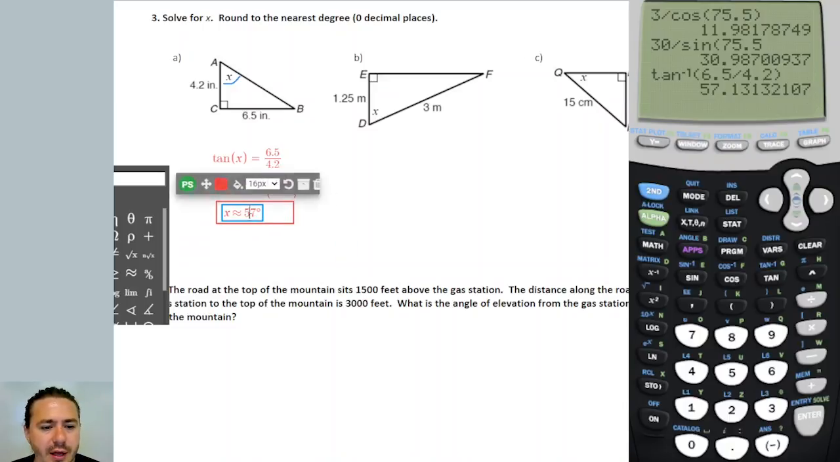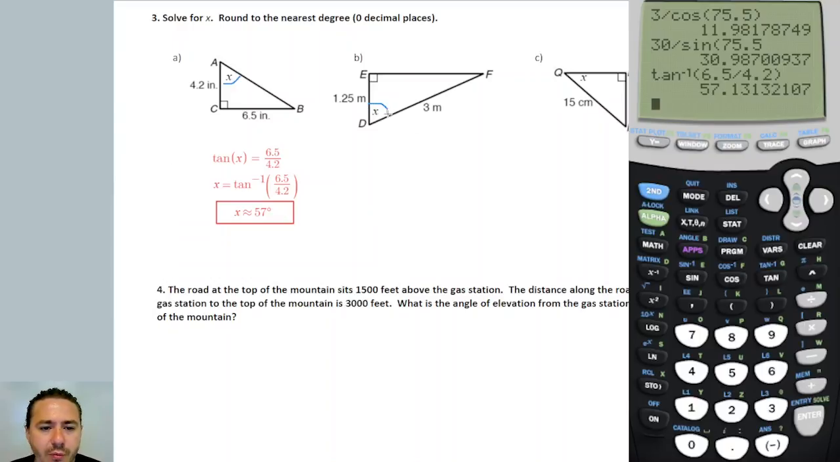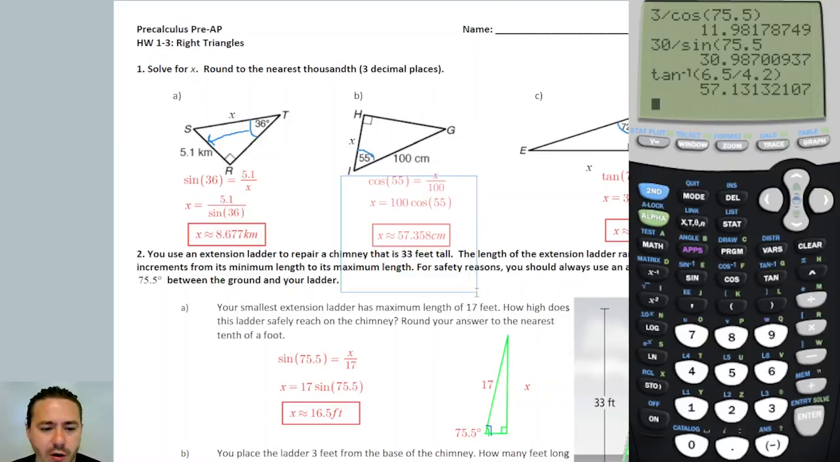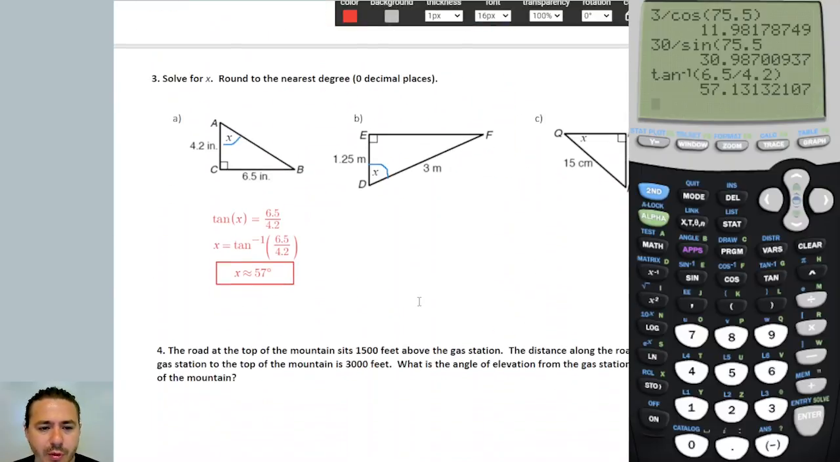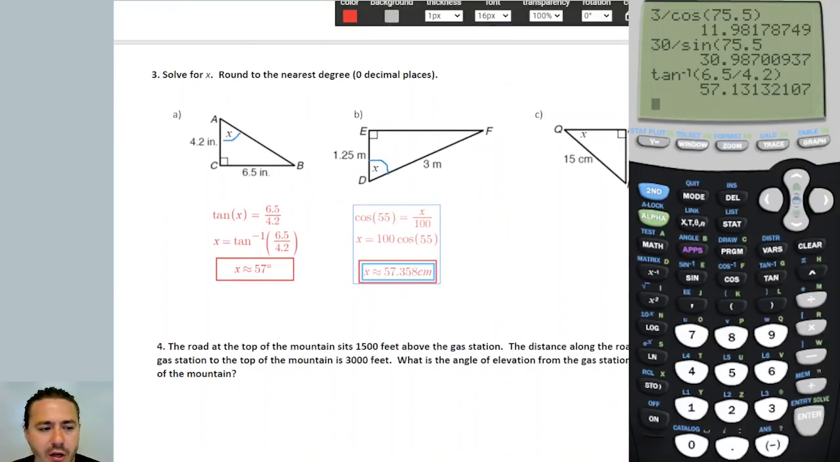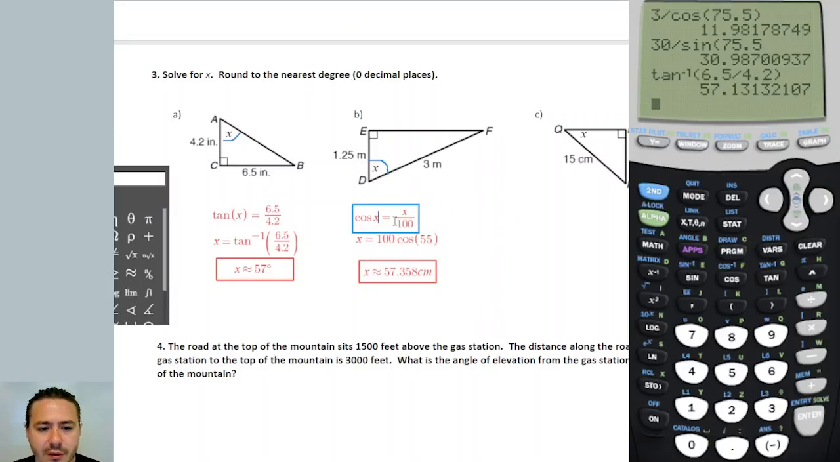All right, so let's look at the next one. It looks like our angle is right here, and with this being our reference, we're talking about the adjacent and hypotenuse. So we're going to use cosine on this one. So let me grab some cosine work and pull that down here. So we've got cosine of x equals the adjacent side, which would be the 1.25, over the hypotenuse.